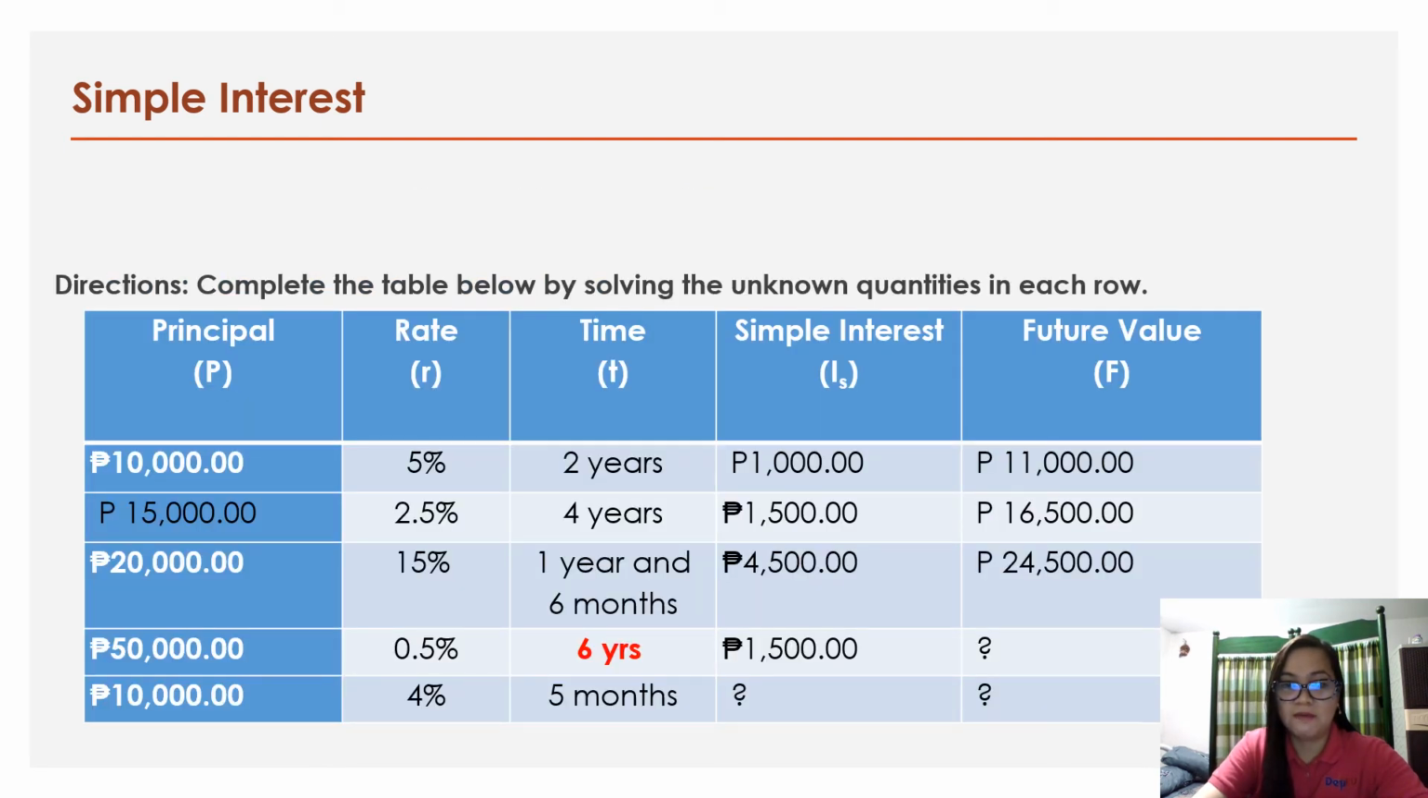For the future value, we will not show anymore how to solve that because you know that already. To solve for future value, you use the formula P plus I sub S. And for column number 5, it is just the same as in column number 1. So I'll leave that to you.